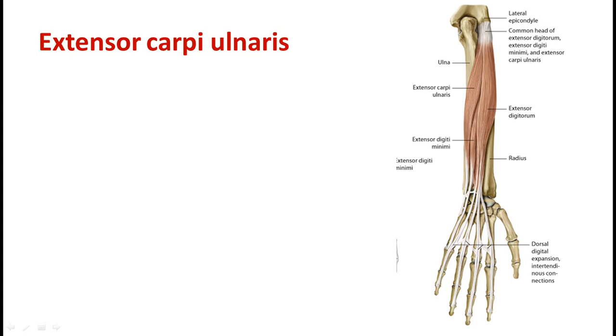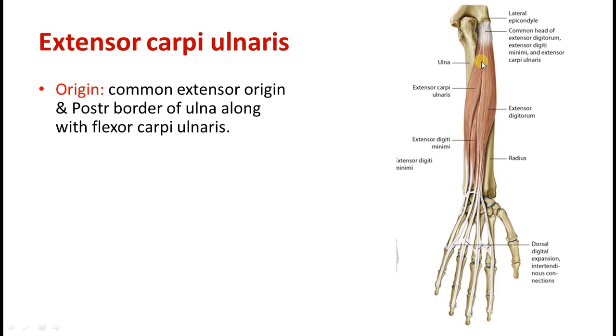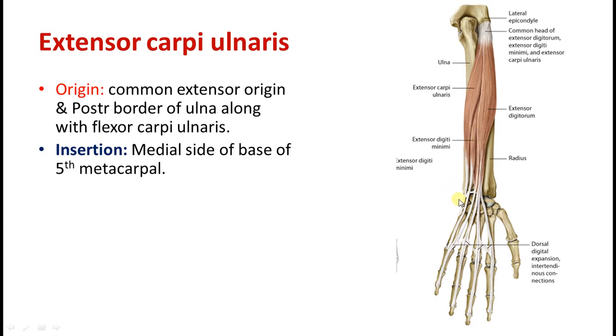Hereafter, all the muscles I am speaking of are supplied by the posterior interosseous nerve, except the brachioradialis and extensor carpi radialis longus. Apart from those, all the other muscles are supplied by the deep branch of the radial nerve. The next most medial muscle we have seen is the extensor carpi ulnaris, from the common extensor origin and the posterior border of the ulna, in common with the flexor carpi ulnaris, because on the other side of the medial side, on the front, it is the flexor carpi ulnaris. Insertion is into the base of the fifth metacarpal.